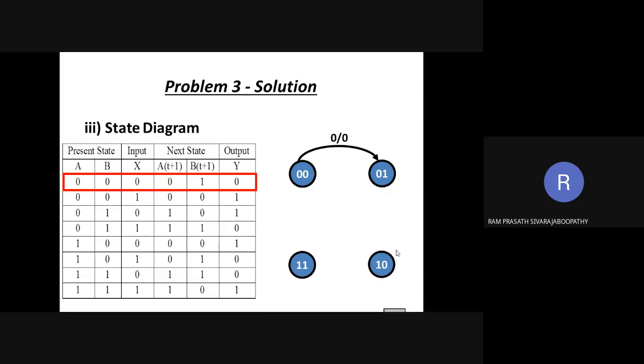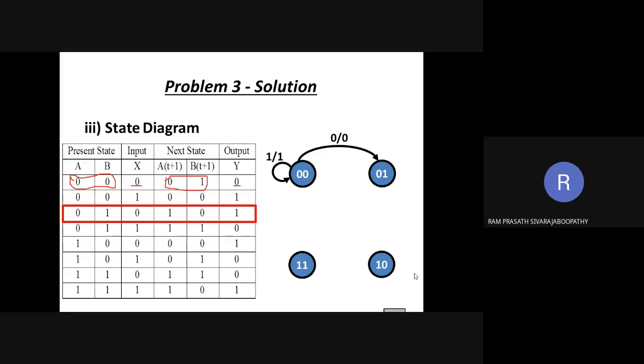Okay. What about the input and output? Split this. This is present state 00. Next state is 01. So now the arrow from 00 to 01 is drawn. This is the input, this is the output. 0 by 0. Next, 00 to 00. So what to do? Self loop. Input output is 1 1. So 1 by 1.